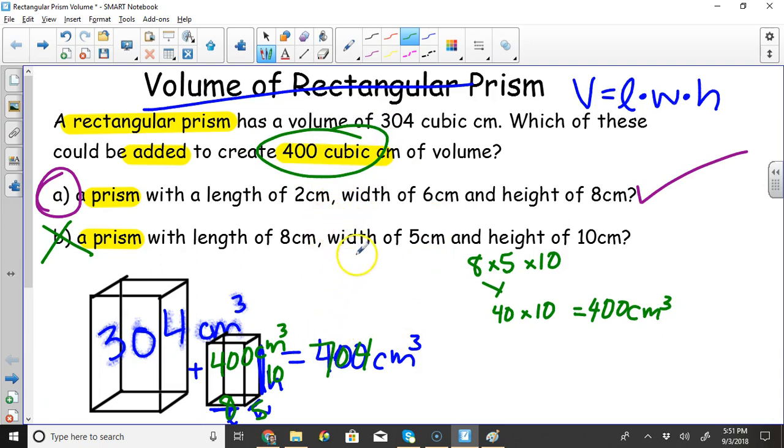So always be careful looking out for trick answers when it comes to multiple choice questions. You want to check all of your options to be absolutely sure that you've picked the right one.